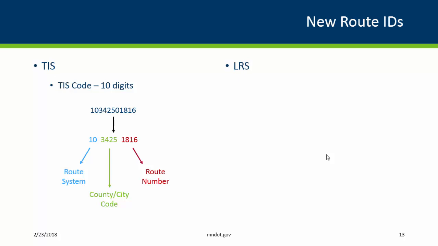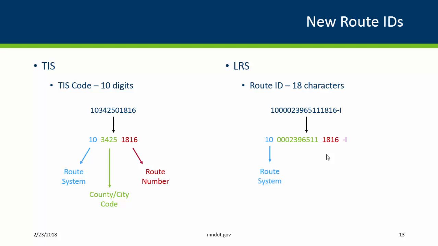The LRS has a similar breakdown, but it's slightly different. In the LRS, we have a route ID, which has 18 characters, as shown below. This can further be broken down into 5 different subgroups. The first one, similar to the TIS code, is the route system. The second subset is the GNIS code.